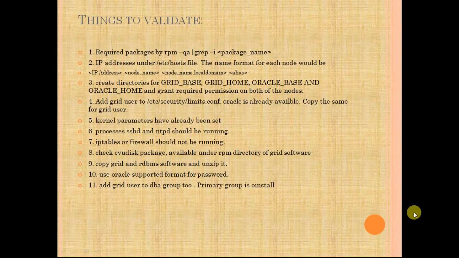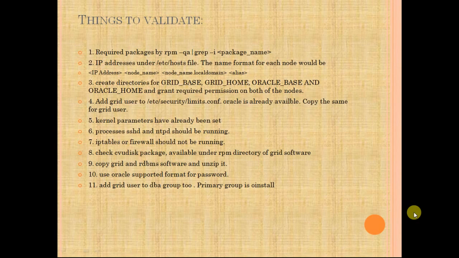And we need to validate a few things before proceeding towards installation of Grid and RDBMS to avoid any error while performing the installation. Like you should check all the packages whether they are installed or not by using the rpm -qa grep command, and the IP address format, like IP address, node name, then node name.local domain and alias name should be there under the etc hosts file.